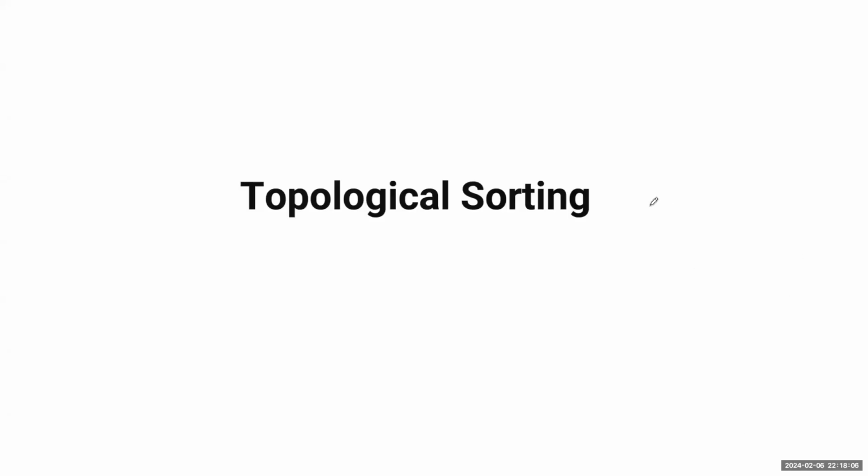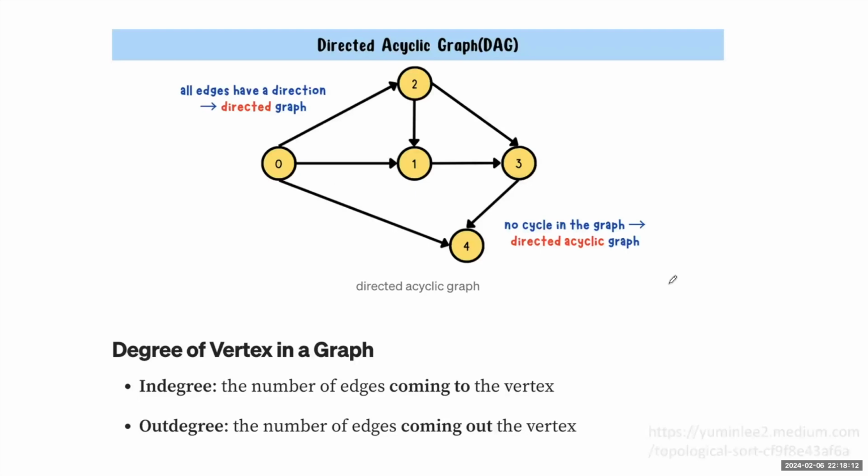So now we're talking about topological sorting. This is the DAG. Directed means we have a direction. And this is the node cycle in the graph.